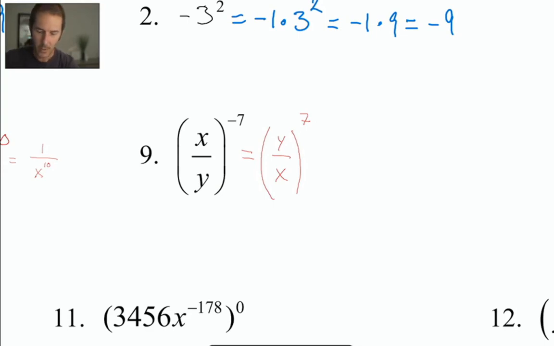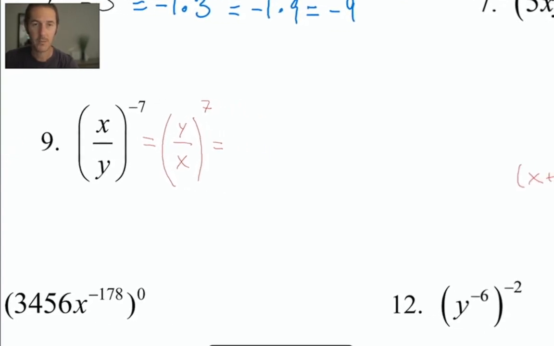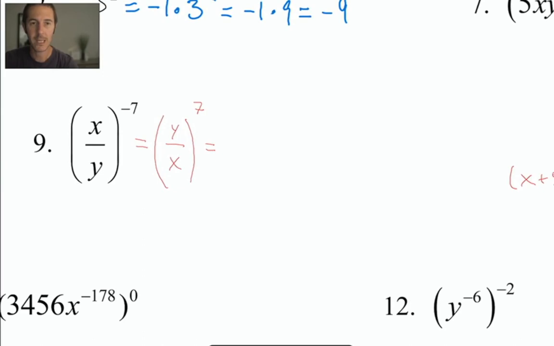Okay, now can I apply that distributive property of exponents that I'm not supposed to be implementing? You can, and you do get y to the 7th over x to the 7th, but I want you to know why that's happening. It's happening because y over x to the 7th power is really telling us to take y over x and multiply it by itself 7 times. Let's see if I can do that quickly. 1, 2, 3, 4, 5, 6, 7.